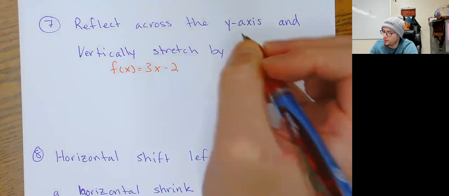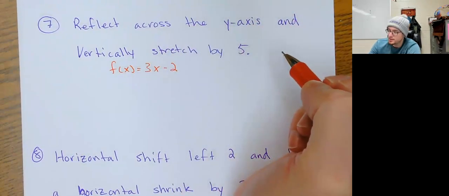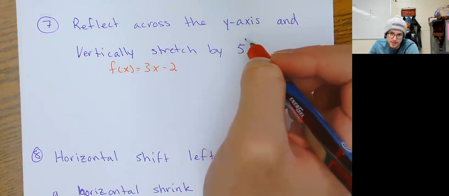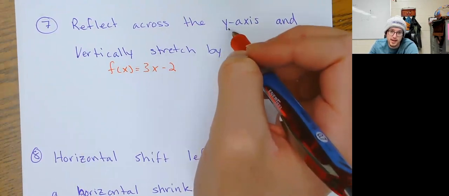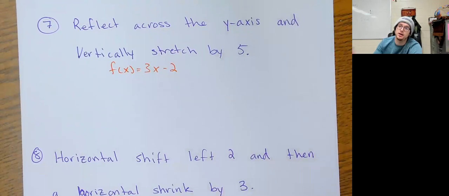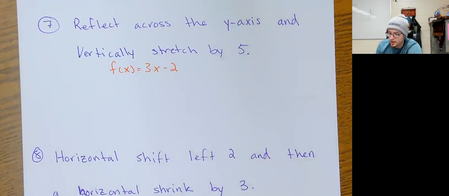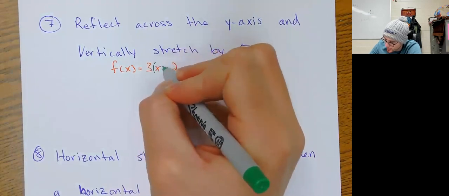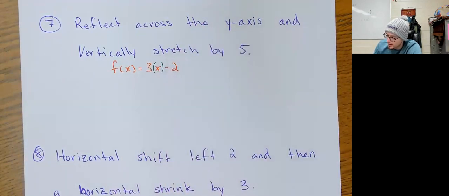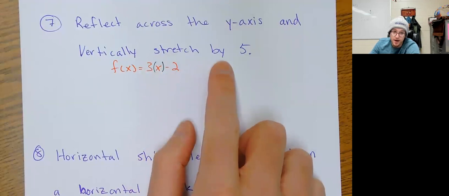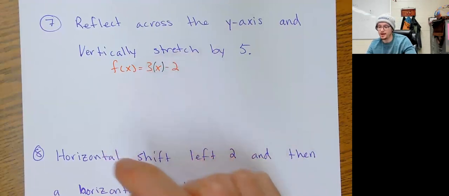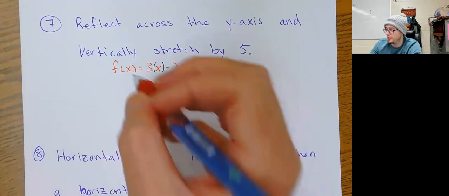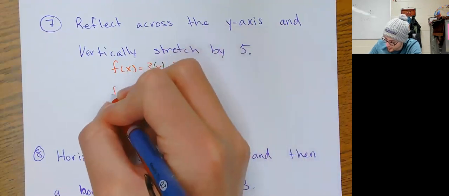Reflect across the y-axis. That's going to happen to the inside. So reflect across the y-axis happens on the inside, specifically to the variable. So that means that I'm going to need to put parentheses around the variable. Vertical stretch by 5 means I'm going to multiply the entire function by 5. So we're going to have f of x.